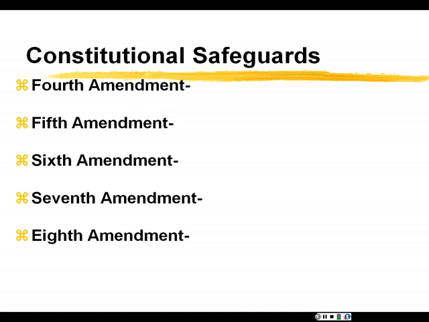The Eighth Amendment prohibits, as you know, cruel and unusual punishment. And all of those, the Fourth through the Eighth Amendment specifically, aim towards protecting our fundamental rights, and they all have ramifications in our criminal law.